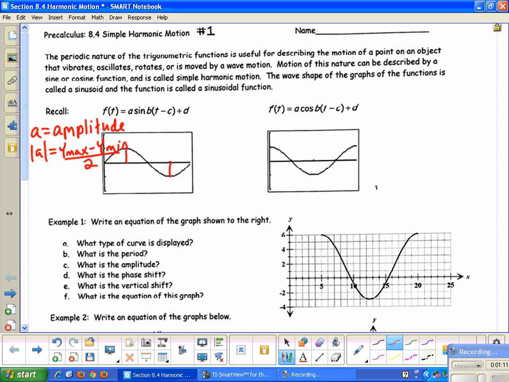Then we have our b value, which helps us determine the period of the function if we're given an equation. And so remember that your period is equal to your parent graph period divided by your b value. So if you're given a graph, you can also find the b value by using that equation. Then we have our c value, which remember is called the phase shift.